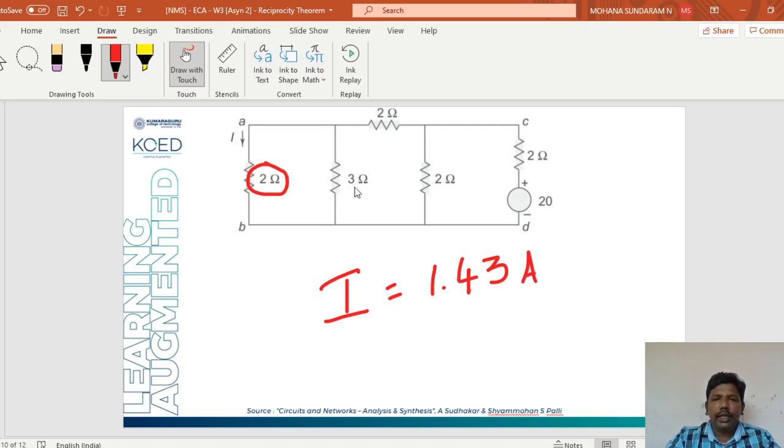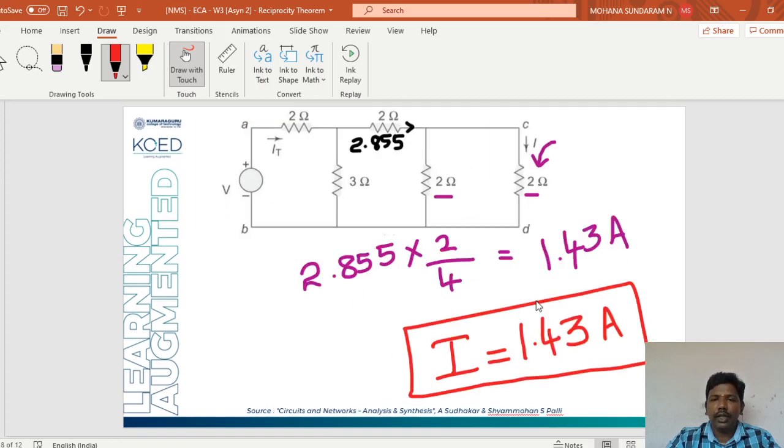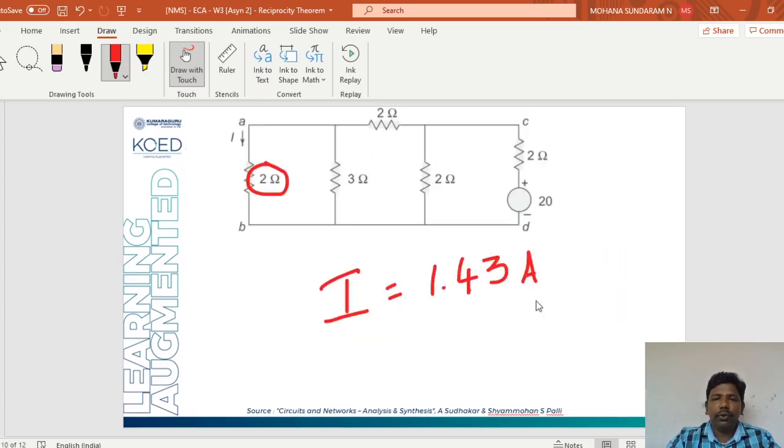So this tells you that even if you interchange the source and the response, the ratio of the excitation to the response is going to remain unchanged. So in both cases, the current will be I equal to 1.43 amps only. Thank you.